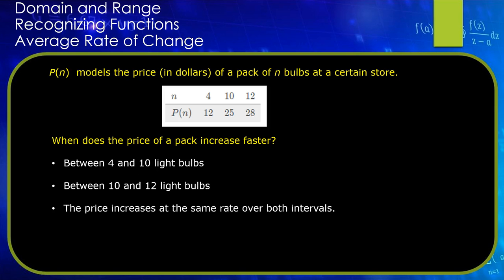Let's interpret a table a little bit now on this one. You're given that P of n models the price in dollars of a pack of n light bulbs at a certain store. So there's your table of values there.